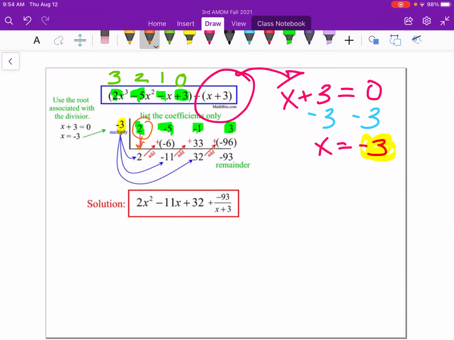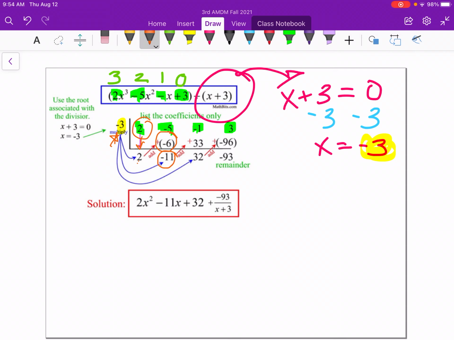Then you're going to take that number, the 2, and multiply it by this negative 3, our root, and you put that number here. So 2 times negative 3 is negative 6. And we add straight down. With long division, we were subtracting. Here we're going to add straight down. So negative 5 plus negative 6 is negative 11, which is here.